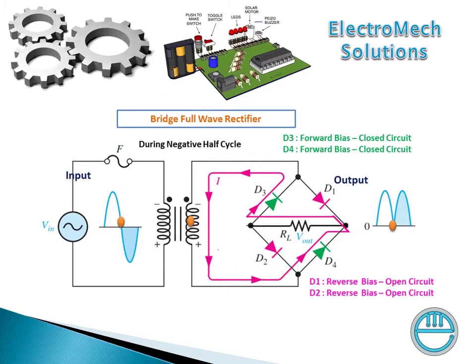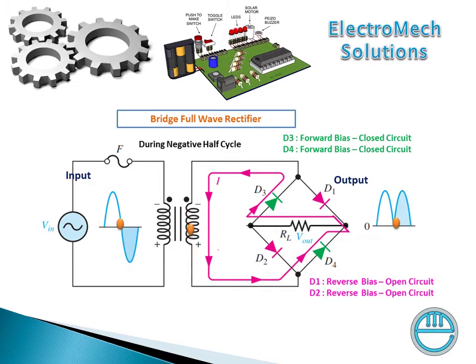During the negative half cycle, D3 and D4 are forward biased, closed circuit, the green, and D1 and D2 are reverse biased, open circuit. So no current will flow through the pink, and the current will flow through the green, and you will get the other half cycle as output, DC output, pulsating DC, not a stable DC.